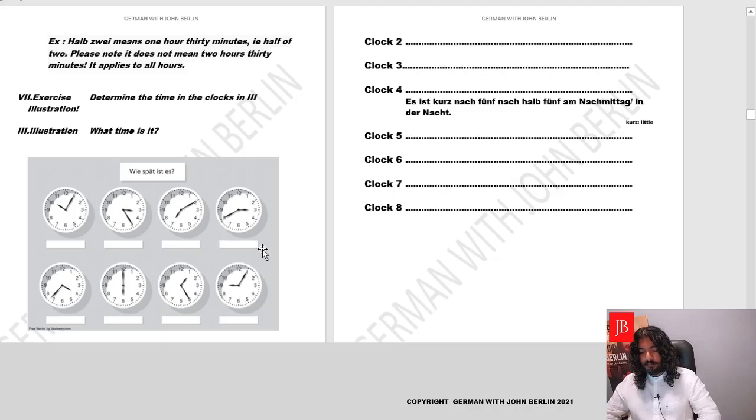Moving to the second clock. Now here we have this reference of the midpoint. That means the 30 minutes mark. We can refer to it like this. It is 5 minutes before 3:30. How can we say it's 5 minutes before 3:30? Let's write here and find out.